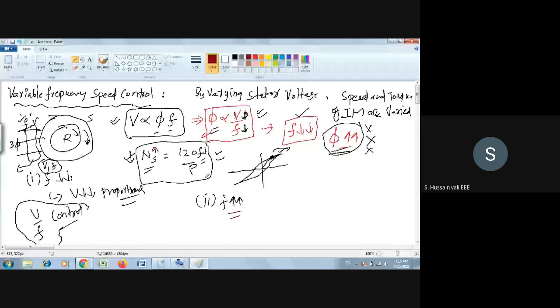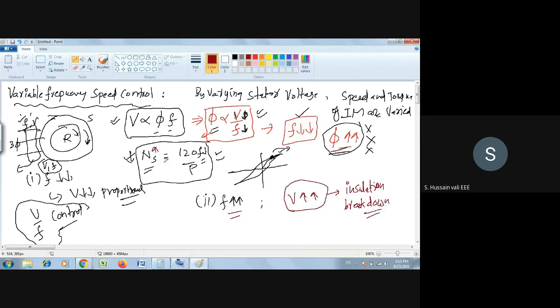But what is the other problem you will face? See, if you increase the frequency and assume that proportionally you increase the voltage, because you are following the same method as in the first case, what is the problem? You have another problem. If you increase the voltage more and more, there is a problem of insulation. Insulation breakdown may occur. Why is it so?